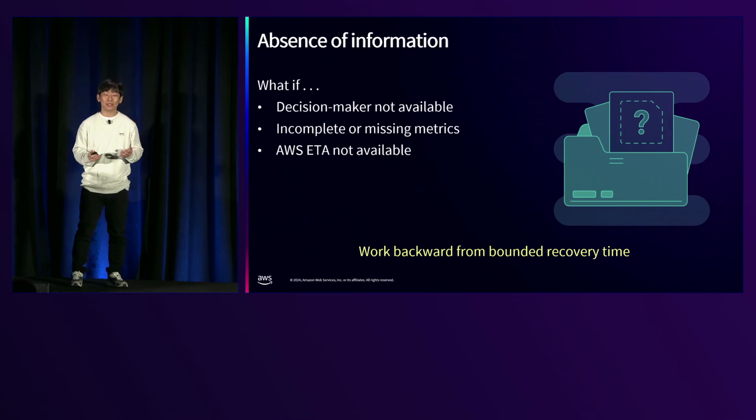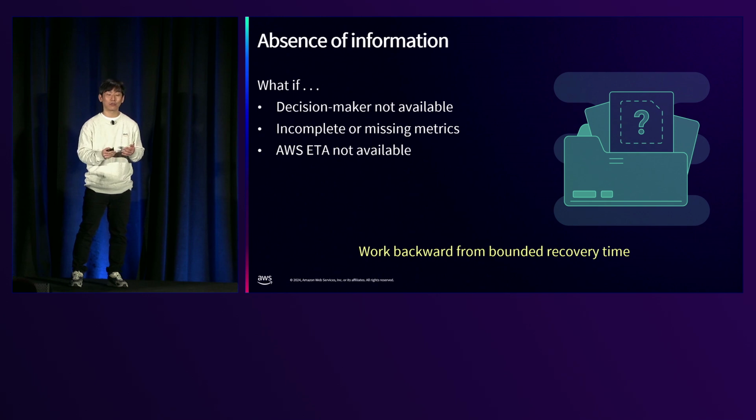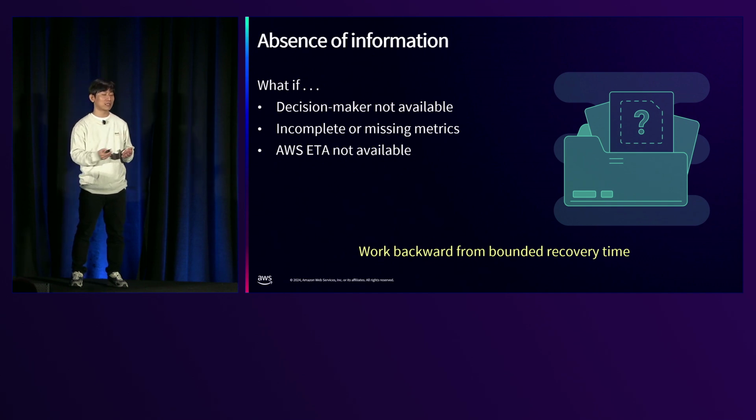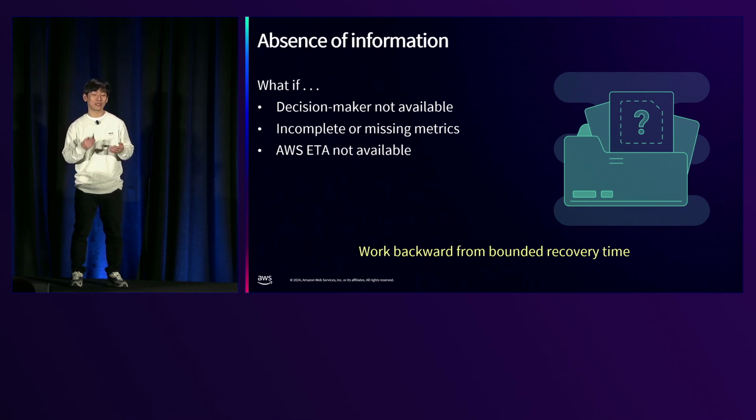Now, let's discuss a critical aspect of failover decisions that often gets overlooked: the absence of information. In an ideal world, we would always have all the data we need to make informed decisions. But in reality, we often find ourselves in situations where crucial information is missing. Let's explore how to handle these scenarios.